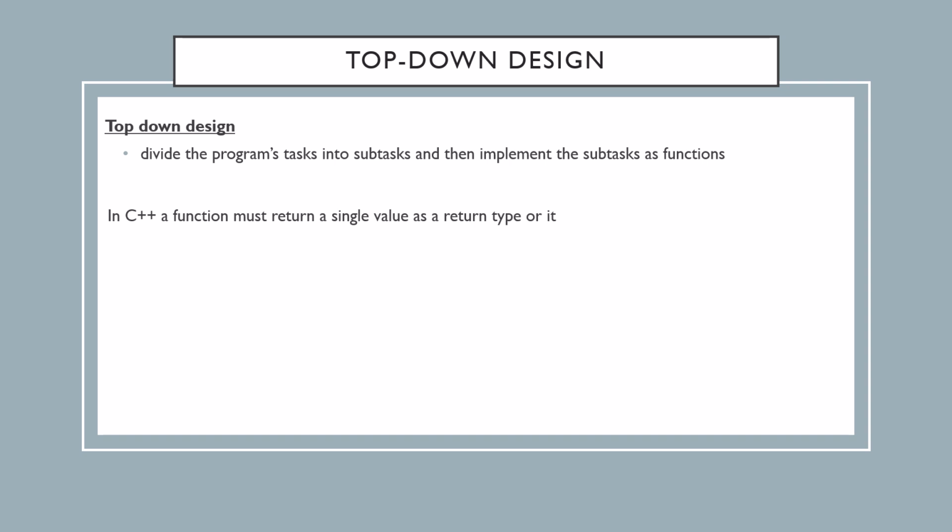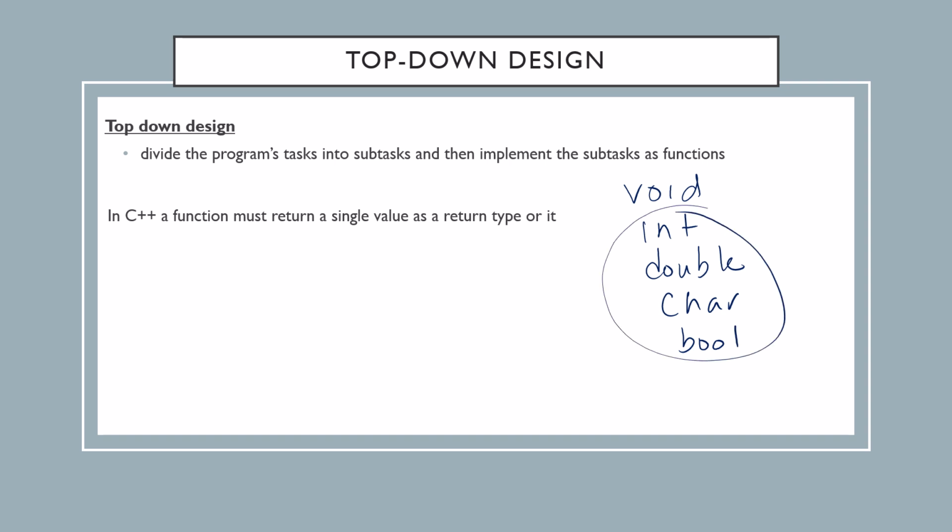So in C++, a function has a return type. So the return type of the function can be void, which means it doesn't return anything, or it can be any of the data types which we've already studied, like int, double, char, or bool. So if any of these are the return type of the function, then it's called an integer function or a double function or a character function or a bool function. So functions are described by what they return.